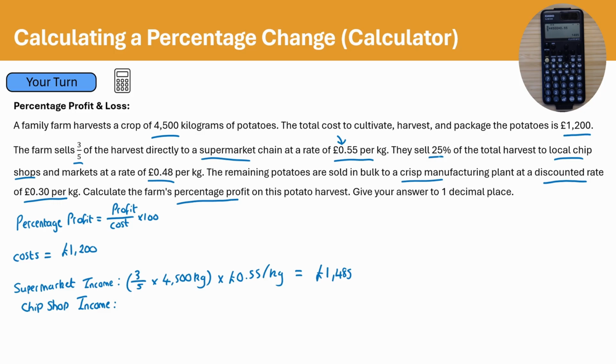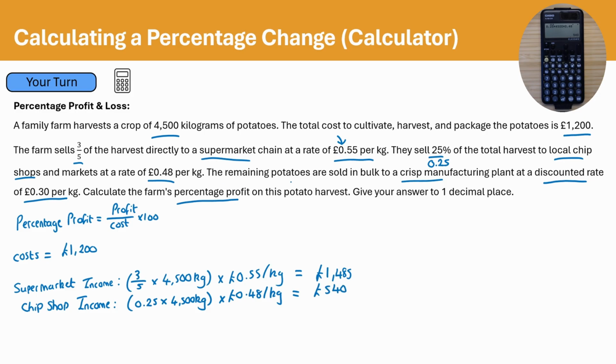And that was 25% of the total harvest. As a decimal, that's 0.25. So 0.25 multiplied by the 4,500 kilograms is going to give me how much they sold to the chip shop. And the rate was 48 pence, so 0.48 pounds per kilogram. That's my next calculation. 0.25, you could also type in 25%, that would also work. Multiplied by the 4,500, multiplied by the 0.48. And that gives us 540 pounds.